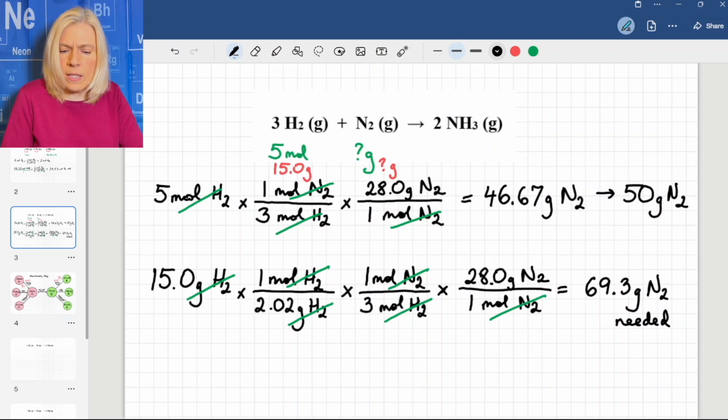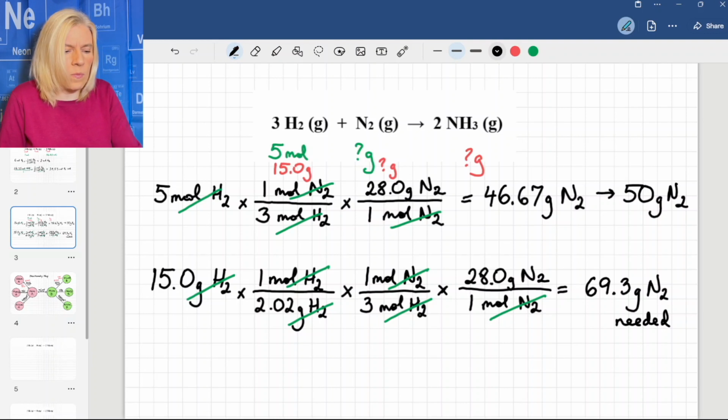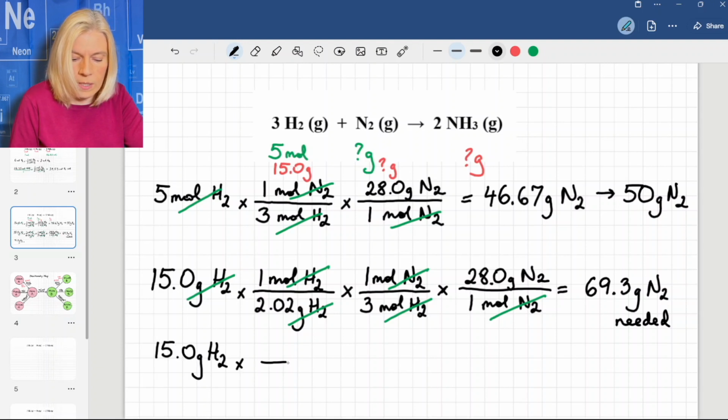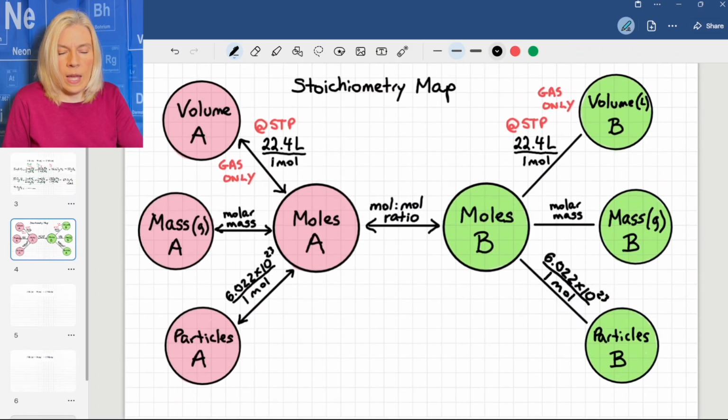Let's keep going. Let's change the question quickly. If I have 15 grams of hydrogen, how many grams of ammonia can I make? How many grams of ammonia? Let's keep going a little bit more. Well, let's start. If we have 15 grams of hydrogen, I need to change it to moles, right? Yes, where am I on the map? I'm at mass A, and I have to go to mass B. Do you see it?